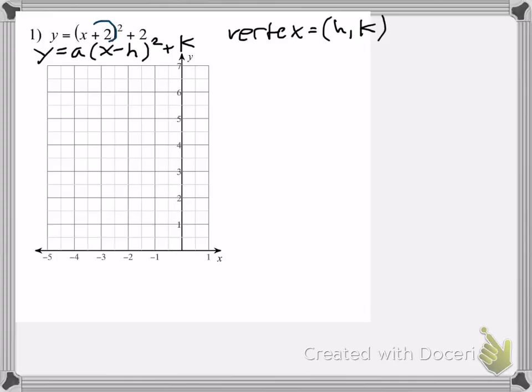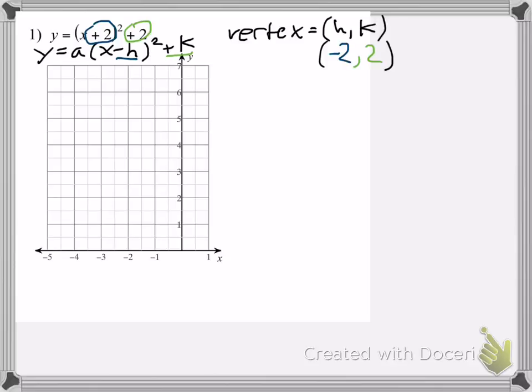Well, I see this plus 2 here, and that's on the inside with my x, so that's going to be h, but we have to remember that here I've written x minus h, but up here I have plus 2, so I actually need to switch that around. So my h is going to be minus 2. I also see this plus 2 on the outside here, so that's going to be my k, and k just does what it looks like. So my vertex here is the point (minus 2, plus 2). So that's the first part.